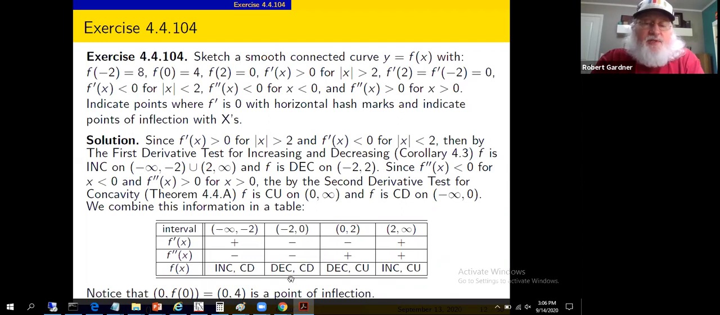So f of 0, that is the point 0, 4, they gave us that one as well, actually is a point of inflection. If I had computed it, I wouldn't have known it's a point of inflection until I make the table. But here they actually gave us concavity information, albeit indirectly. So we got a point of inflection. We got all this concavity information. That's a bunch of information.